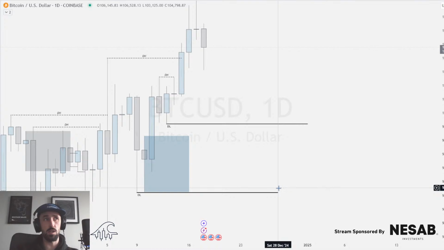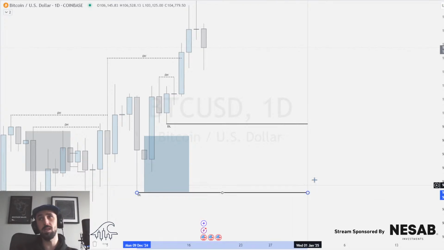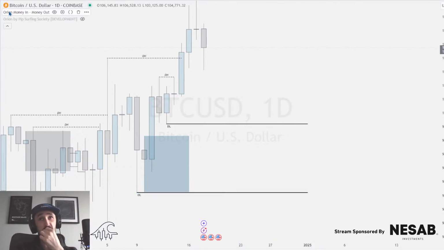Just to let you guys know, for anyone that is new, you can see in this top corner right here, see that? Orion by Pip Surfing Society. This is a fully automated analysis indicator. So at the moment we have money in, money out, which is these areas you can see. But this is going to be full analysis, only alerting you and only highlighting points that are valid for the criteria and the rule set.